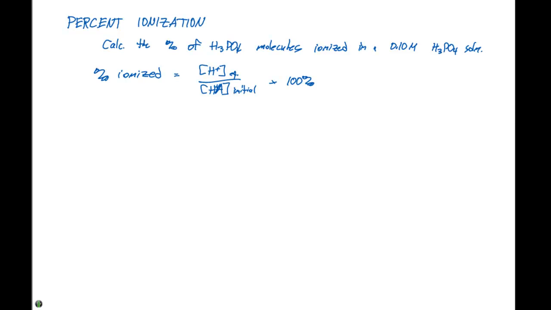So if we were going to calculate this, we need to write the equilibrium expression that dictates the reaction for H3PO4. H3PO4 is going to be in equilibrium with H plus and H2PO4 minus in aqueous solution. The Ka1 for this is going to be 7.5 times 10 to the minus 3.